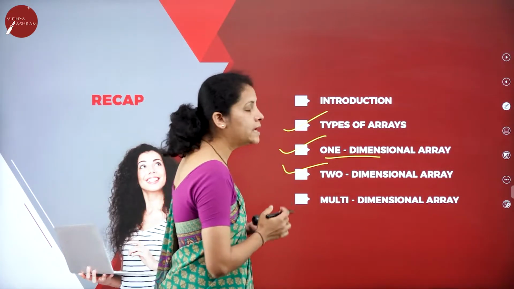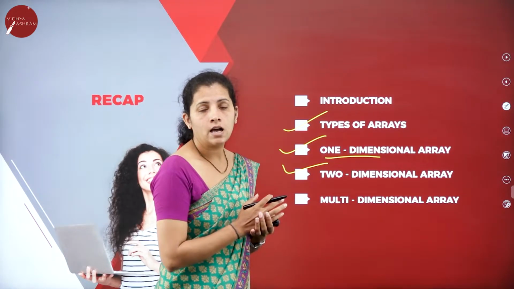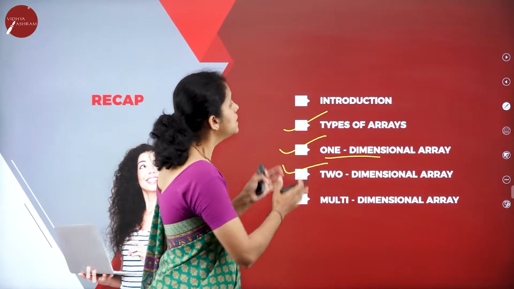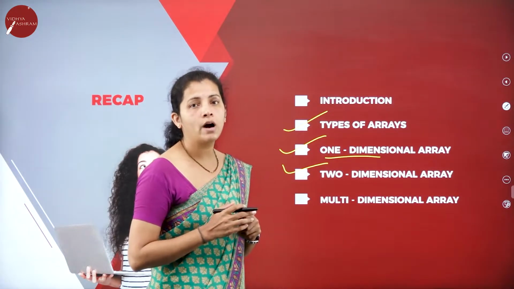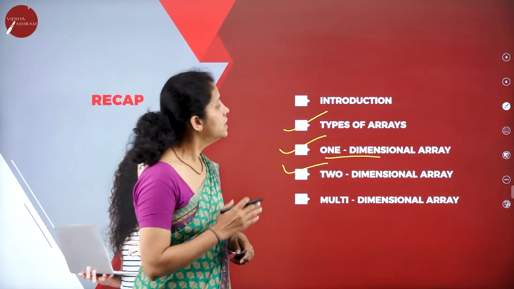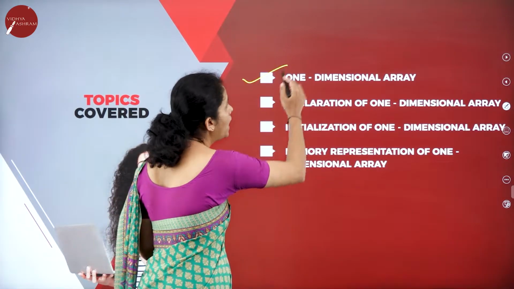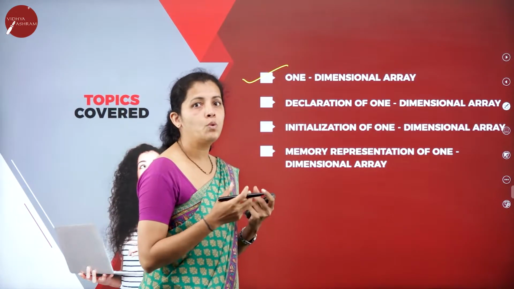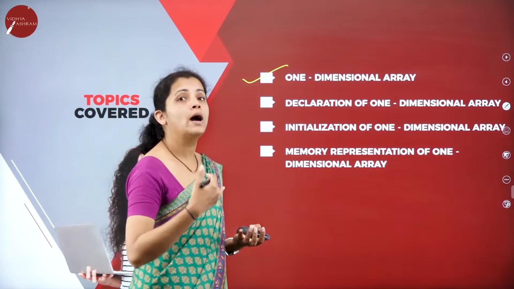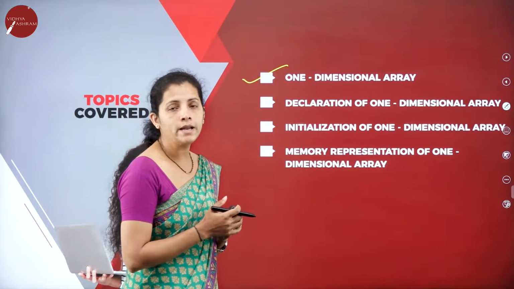And what is multi-dimensional array? So here multi-dimensional arrays are nothing but n number of subscripts. These are the 3 different types of arrays I have explained in my last session. In my today's session, I'm going to start with one-dimensional array. So what is one-dimensional array? How to declare the array? How to access the array? These are the things I'm going to discuss in my today's session.